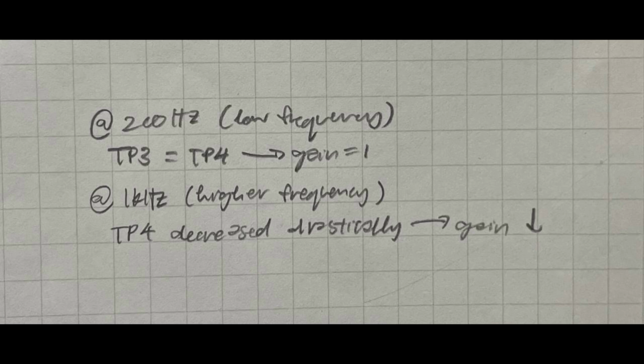Because of the negative 40 dB per decade roll-off rate, the voltage can attenuate sharply at higher frequencies, especially at frequencies higher than the cut-off frequency.